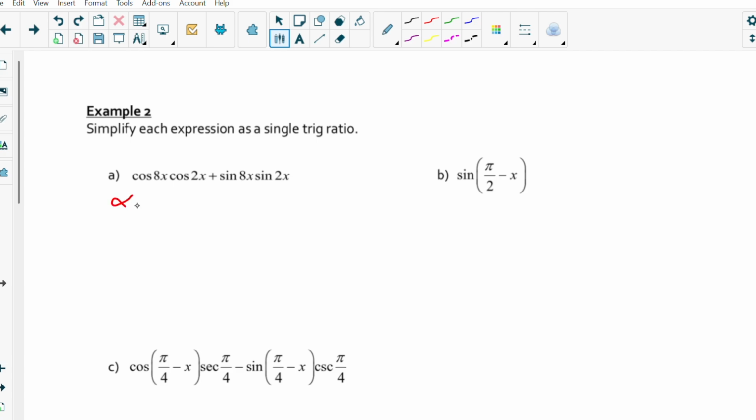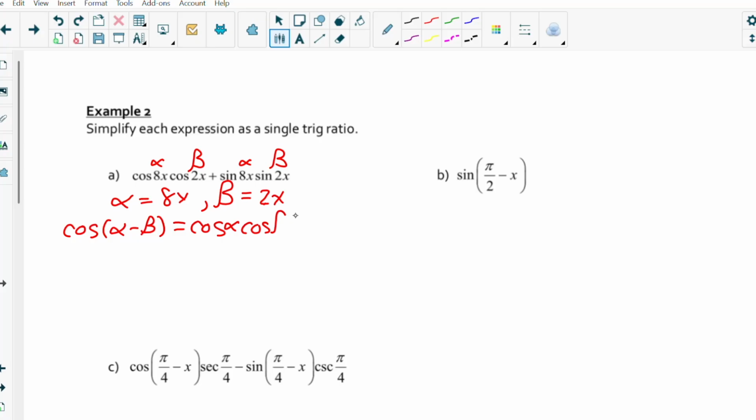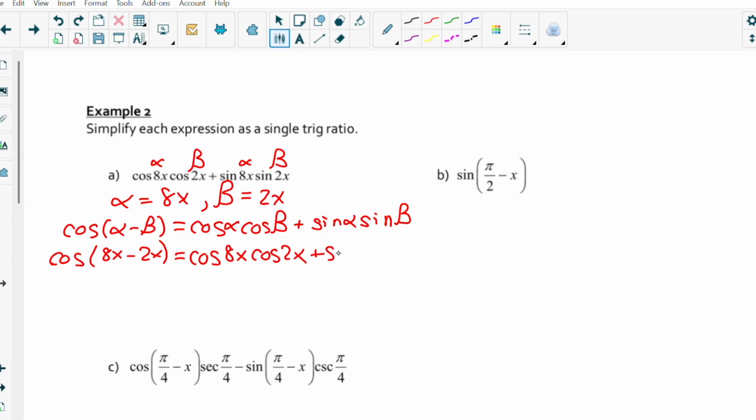Alpha equals 8x, and beta equals 2x. So I'm thinking alpha, beta, because I see that pattern in the cosine difference identity. Cosine of alpha minus beta equals cosine of alpha cosine of beta plus sine of alpha sine of beta. So when I plug this in, alpha is 8x, beta is 2x, equals cosine of 8x cosine of 2x plus sine of 8x sine of 2x.